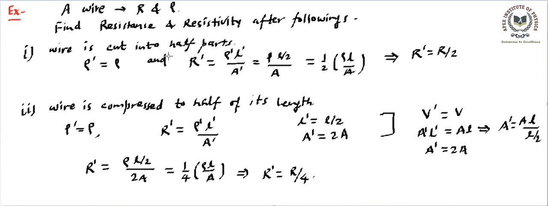Fine, so this just gives us an idea about the difference between resistance and resistivity, because resistivity depends on the material, while resistance depends on the geometry, length and cross-sectional area. So we need to check whether length is changing, whether cross-sectional area is changing, or whether both are changing. Once we are able to identify that, we can get our answer properly.